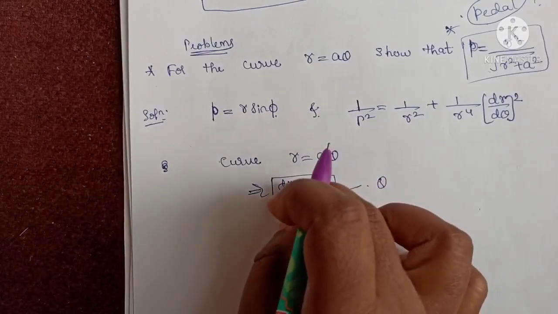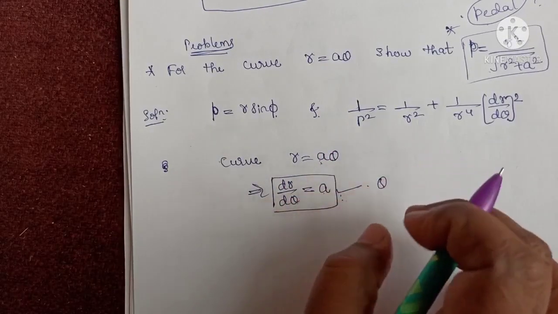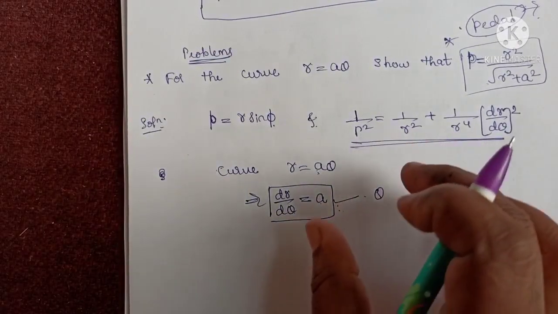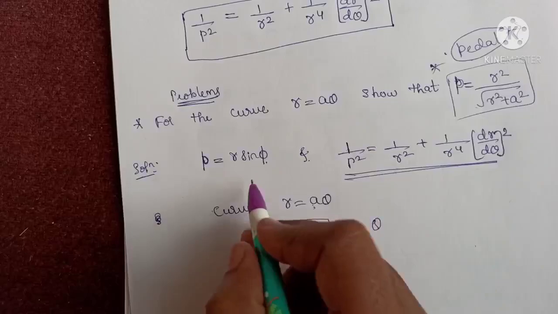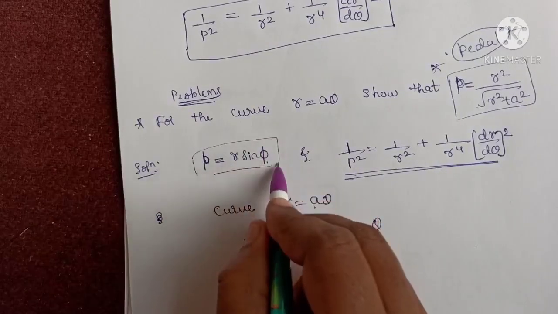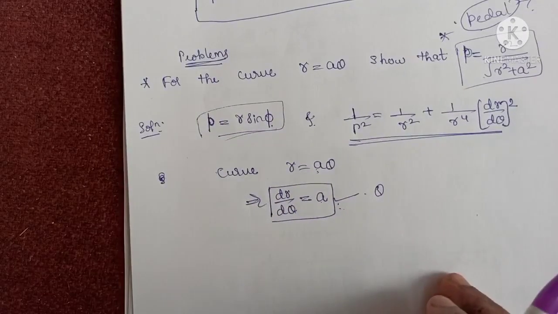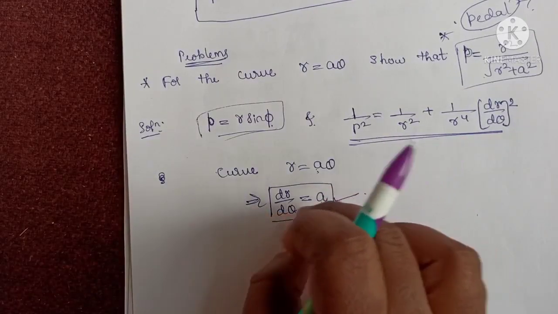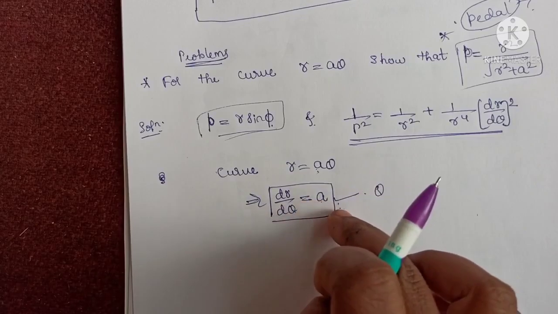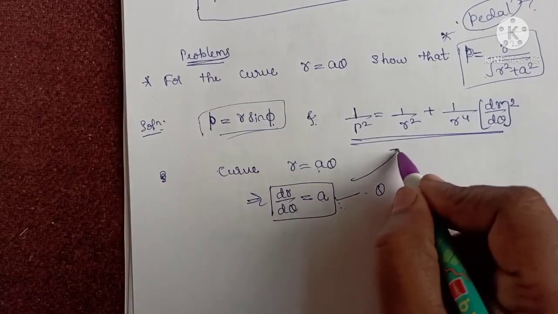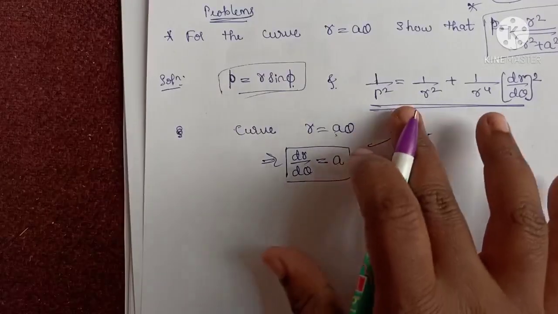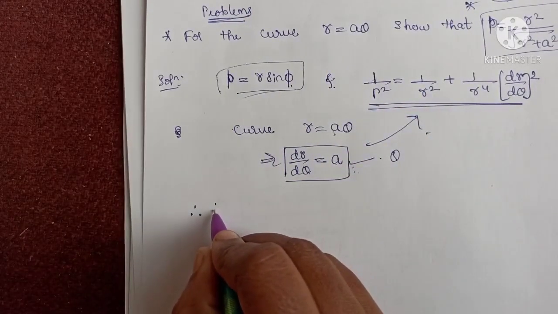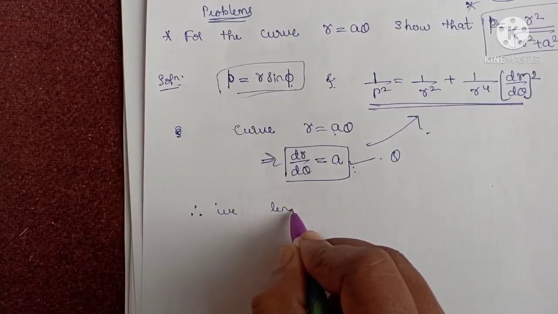When dr by d theta is independent of theta, then you can use this formula and you will get the answer directly. Otherwise, if you use the other formula, the problem will be very lengthy or complicated. So remember that whenever you get dr by d theta independent of theta, you have to use this second formula.